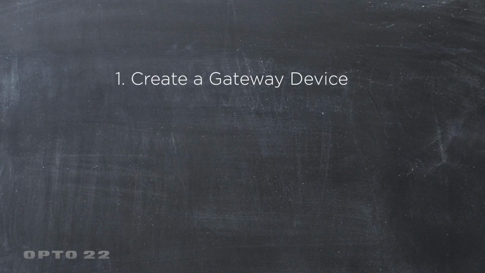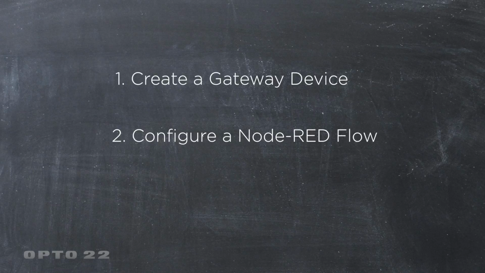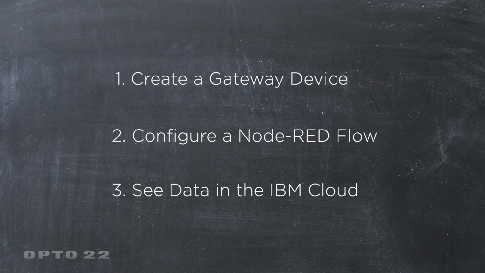Next, I'll show you how to create a gateway device in IBM Watson, configure your Node-RED flow, and deploy Node-RED and see your temperature data in the cloud.